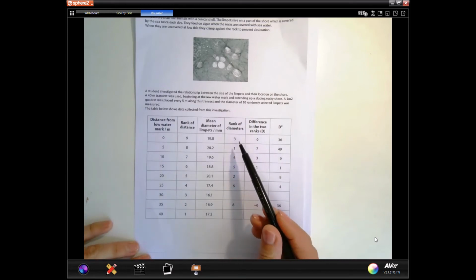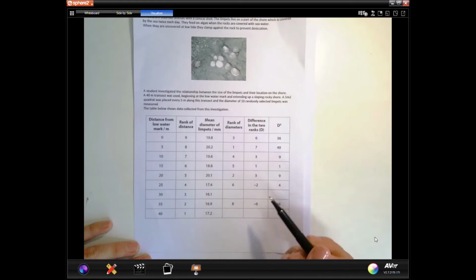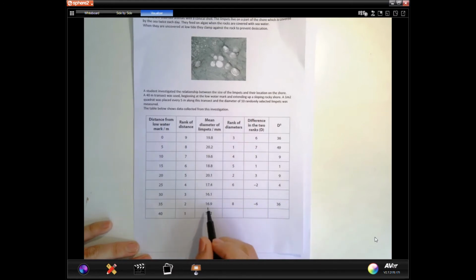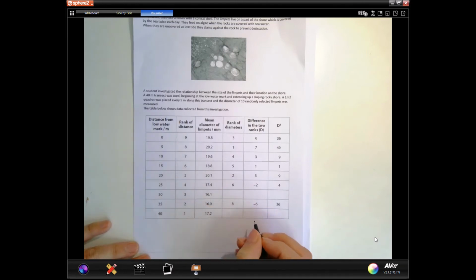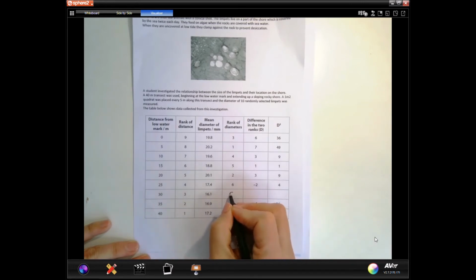1, 2, 3, 4, 5, 6. They've then put in 8, so we've got 2 missing data sets. After 17.4 is going to come 17.2. So that's going to be rank 7, and then this one will be rank 9.